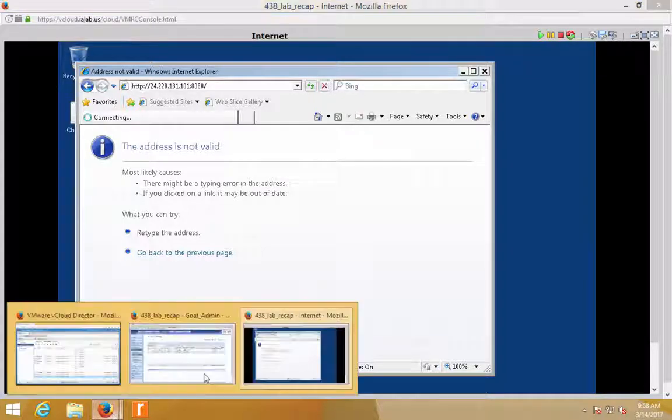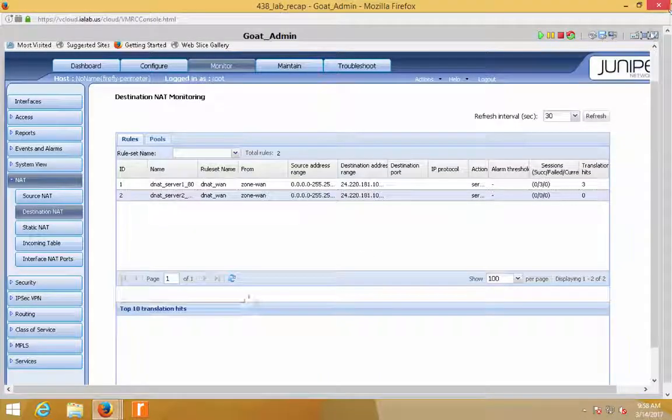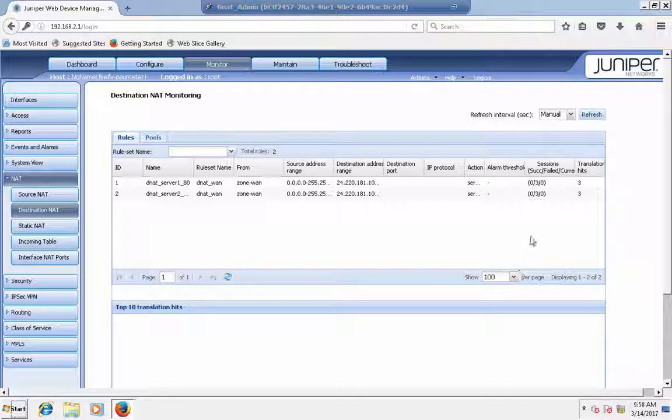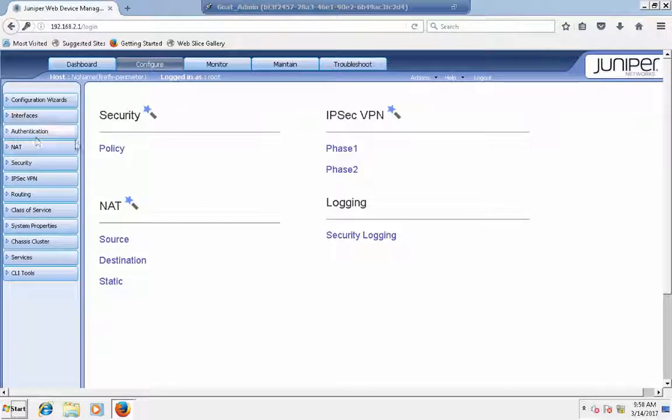Now, we still know it's going to fail, right? Why is it going to fail? No firewall rule to allow the traffic. So when we look at this, there we go. We got 3 translation hits again. So that must be IE tries 3 times and hangs it up, right? That must be what we figured out there. Where to next?